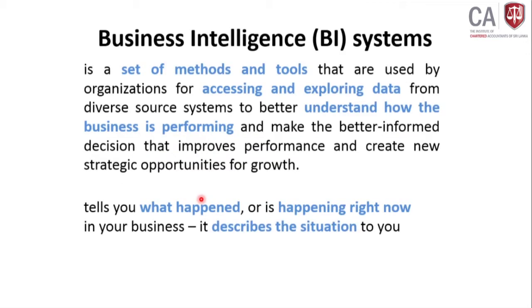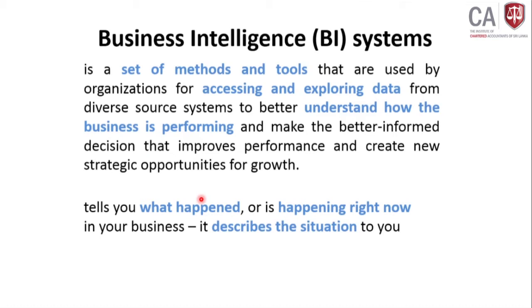Business Intelligence, BIS. What are Business Intelligence Systems? It's a set of methods and tools that are used by organizations for accessing and exploring data from diverse source systems to better understand how the business is performing and make better informed business decisions that improve performance and create new strategic opportunities for growth. Those are the intelligent systems that access the data in the organization, that explore the data, and then understand how the data is performing.